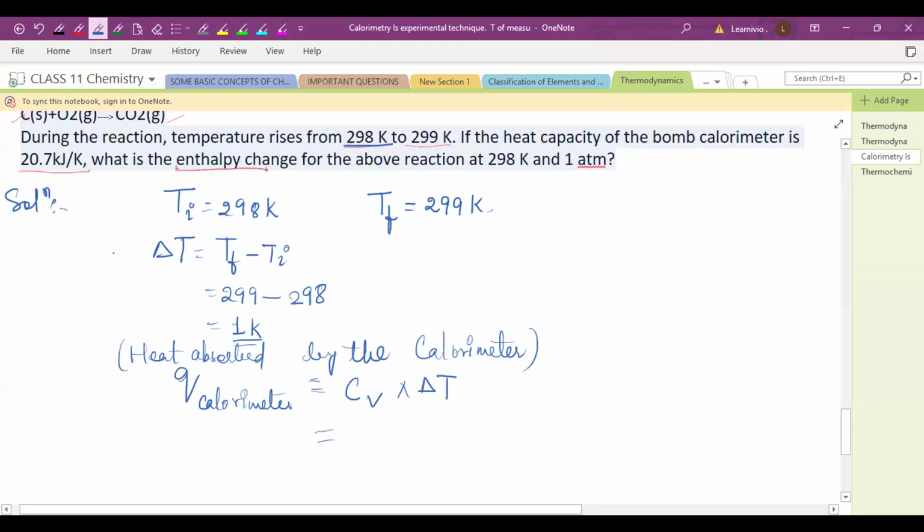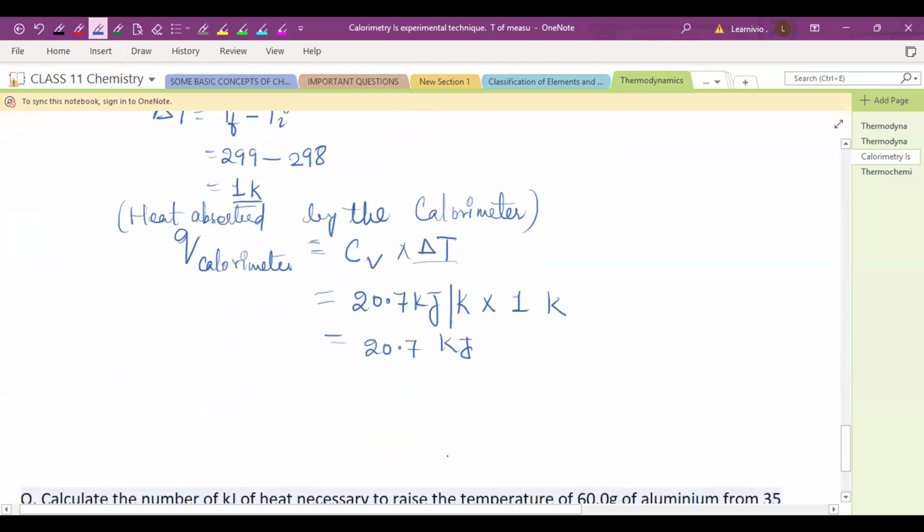Now the Cv value is given. The heat capacity of the bomb calorimeter is 20.7 kilojoule per Kelvin. Now substitute the value, 20.7 kilojoule per Kelvin, into your 1 Kelvin. Kelvin will cancel out, since this is per Kelvin and this is Kelvin, and you will get the value 20.7 kilojoule. So the heat absorbed by the calorimeter is 20.7 kilojoule. Heat is being absorbed, that's why it has a positive sign.